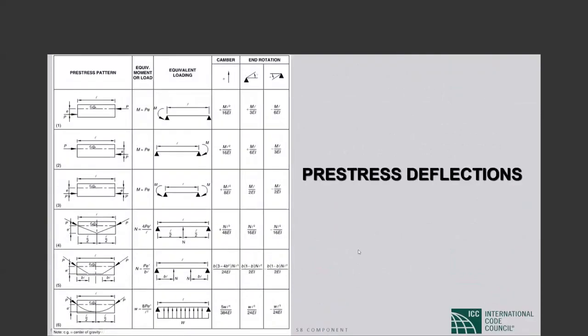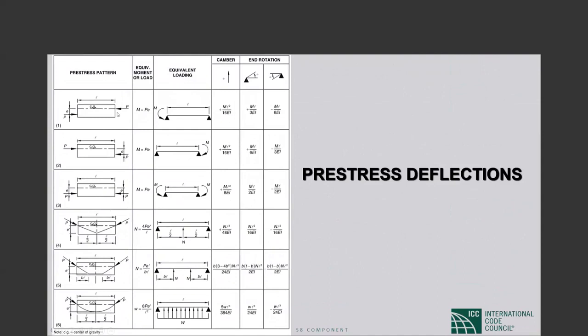So SEI does not give us any deflection tables, period. So we have to fall back upon something else. I borrowed this from the PCI manual, and I like this table. They are really very user-friendly. So I took only the parts from the prestressed concrete part.